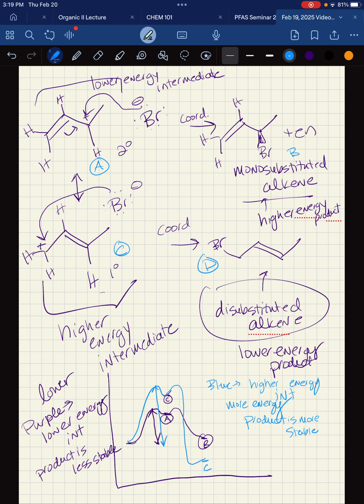If we go at a higher temperature, we'll be able to overcome that higher activation energy barrier and get to the more thermodynamically stable product. So the blue pathway is what's called the thermodynamic product. And the purple pathway is what's called the kinetic product, because it'll form more quickly because we have that lower energy.